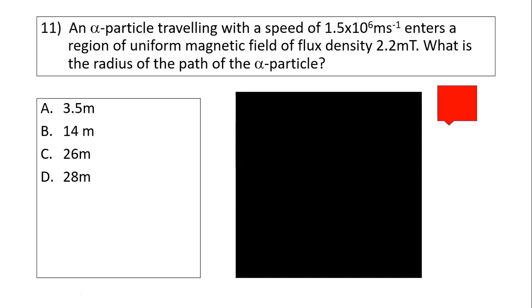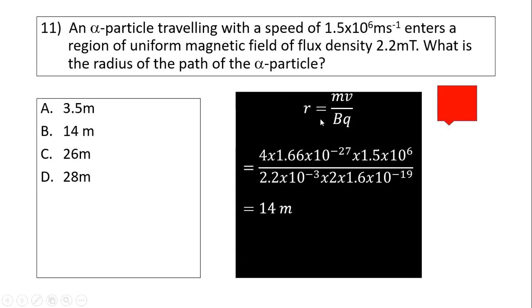Cannot memorize formula. That's just centripetal force equals magnetic force, and then get this formula. R, put in your value. Mass of alpha, get from your book. Atomic mass unit or mass of proton times 4 of them, there are 4 nucleons there, times your velocity or the speed. That's your B. Change it to SI unit. And then charge for alpha, got 2 charges there, 2 times charge of electron. The answer is B.